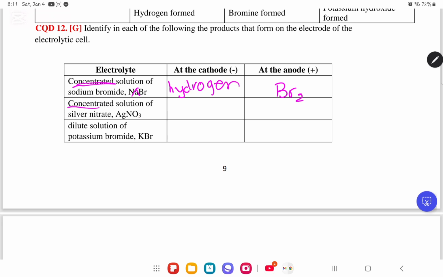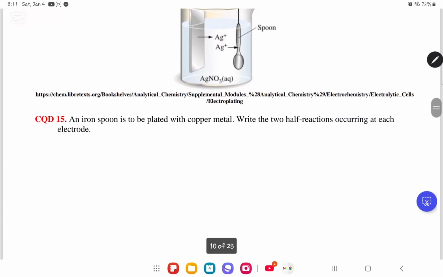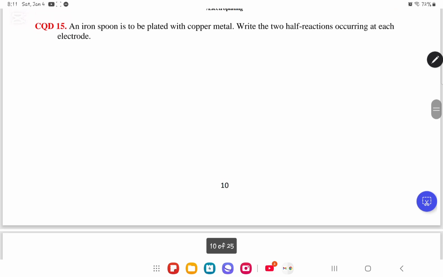Concentrated again, solution of AgNO3. Ag is strong, so it's going to form over here, whereas NO3 is weak, so oxygen is going to form instead. Now, whenever you see dilute, we should know that at the cathode, hydrogen is going to form directly, and at the anode, oxygen is going to form directly. And that's pretty much it for CQD number 12. Moving on to CQD number 15.